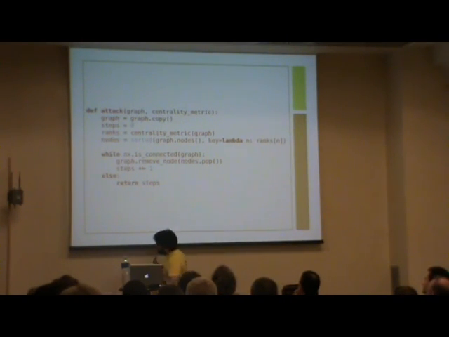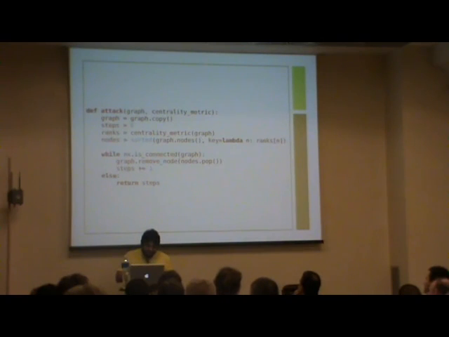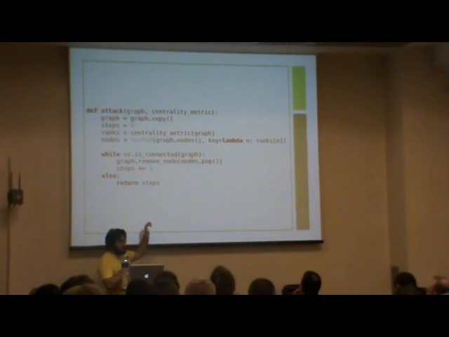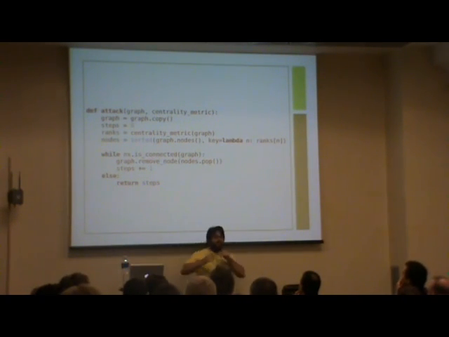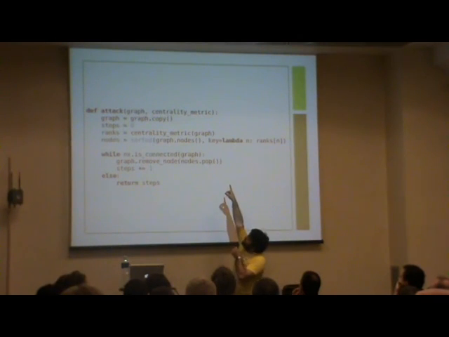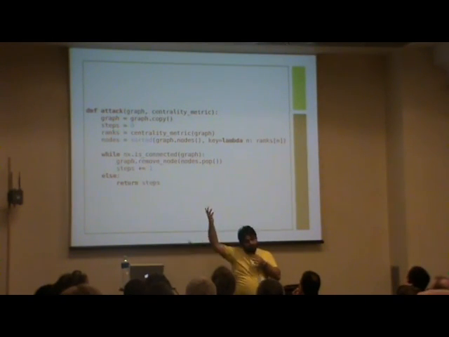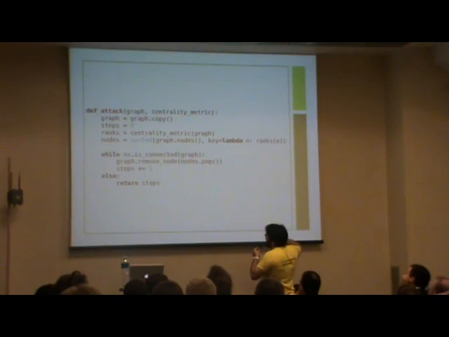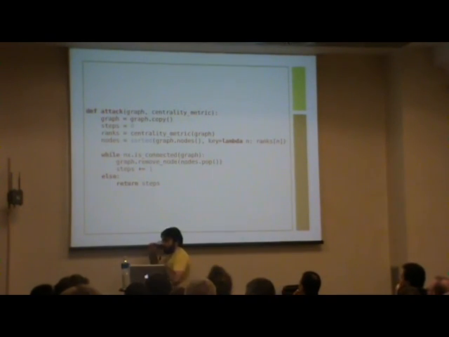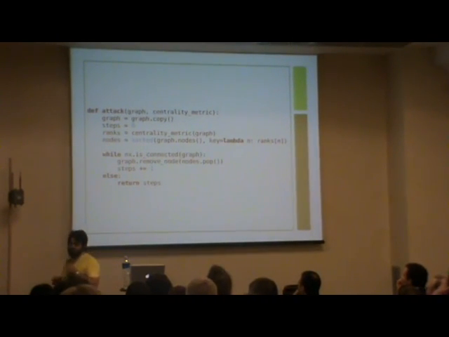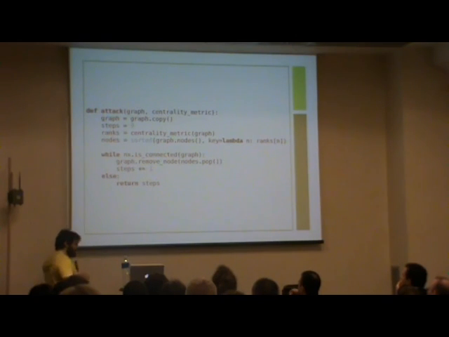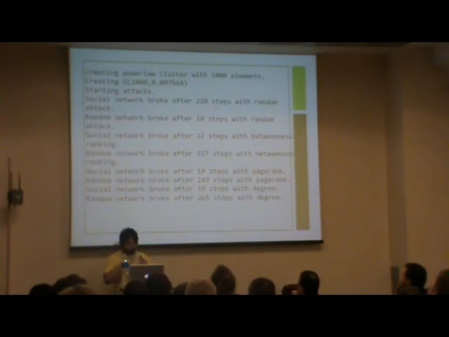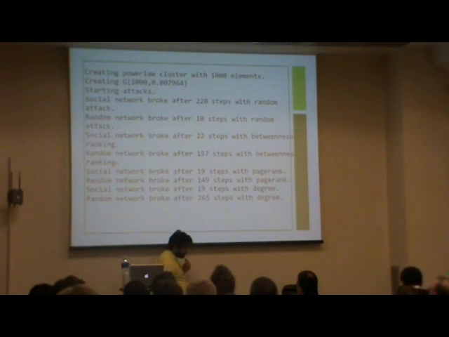Because there is always some social network analyst who went crazy and decided to destroy something. So here we just choose the ranking function, the centrality metric, order the nodes according to that metric, and remove the nodes according to that metric. Okay? So what happens? These are some examples.